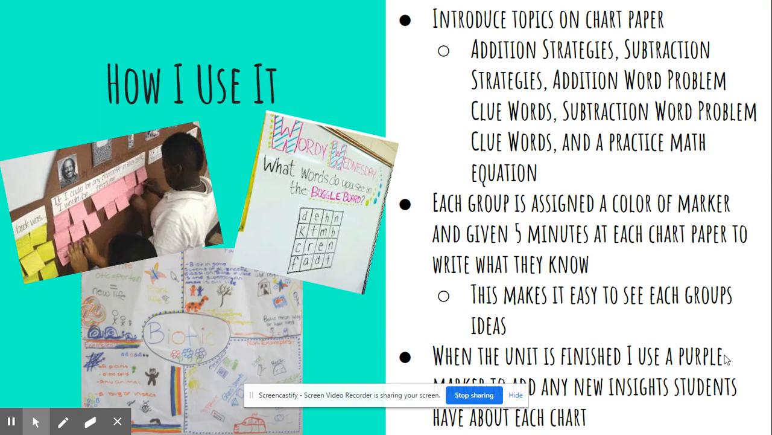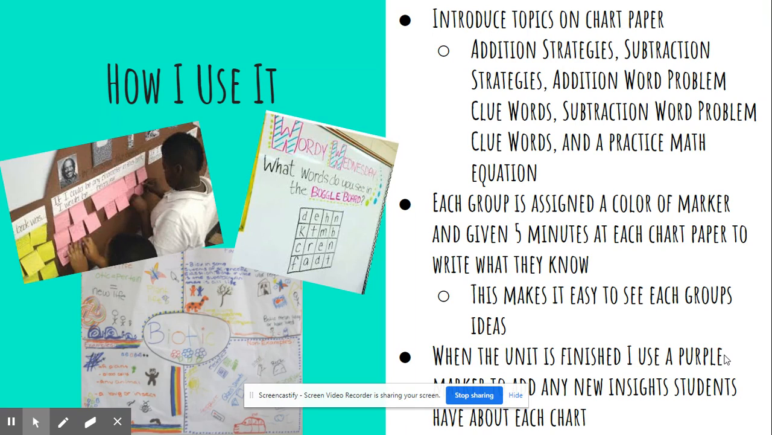What would happen is you would break your students into groups and give each group a color of marker. And then they have 5 minutes to rotate through to the different charts. And they're going to add anything new that they might already know. So when they get there, they'll read what the groups before them have added, and then they know not to duplicate the same things. So they can add something different.